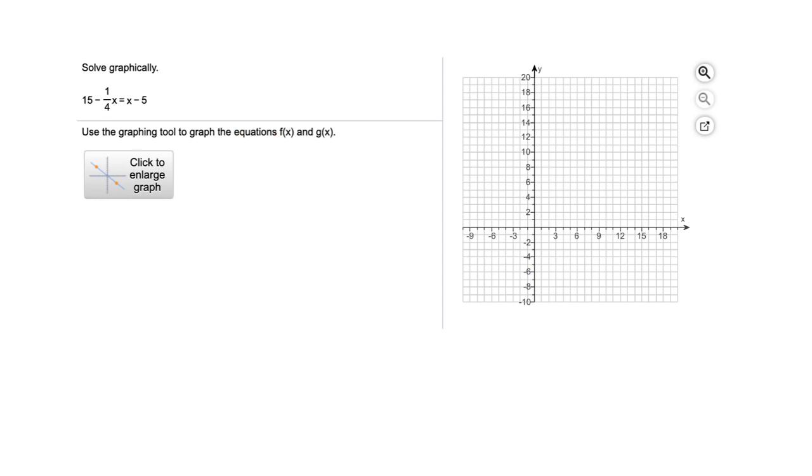All right, so for this problem, we need to solve graphically. So when you solve graphically, you need to graph both equations, and then find the intersection. All right, so our first one is x minus 5. So it's at -5, and the slope is 1 over 1.